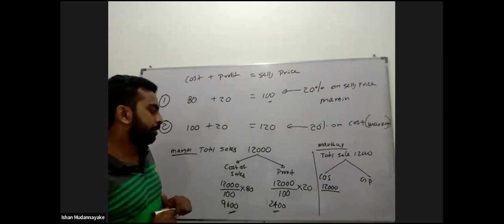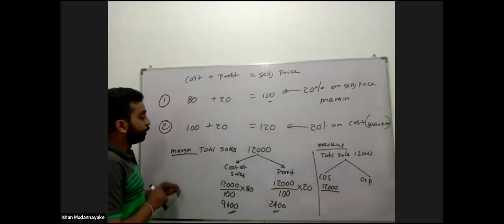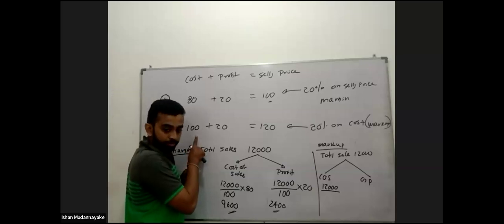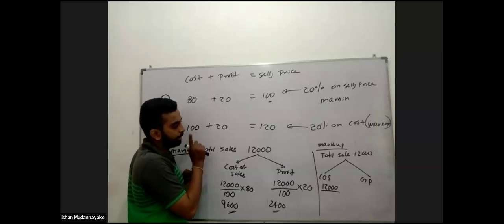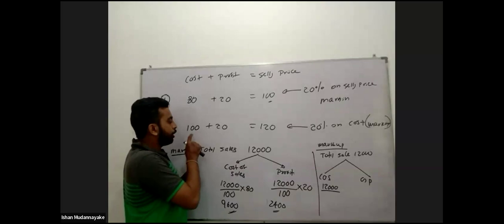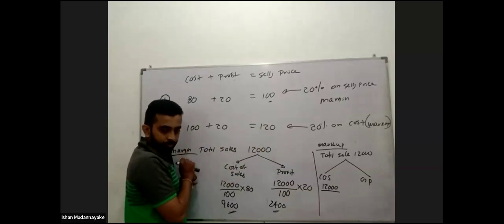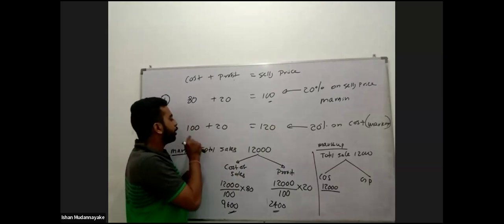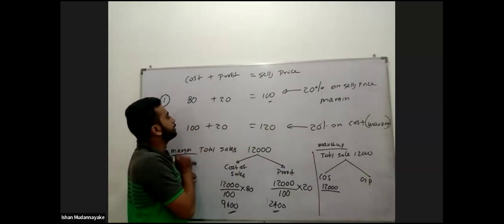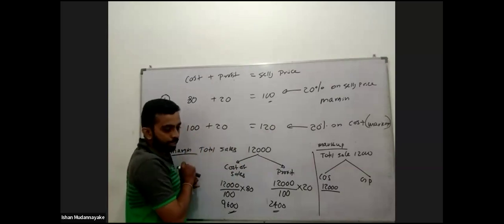Then, what is the equal amount of this 12,000? Now you need to create this. Here, the pricing policy of the business organization is to add 20% on cost. After looking at the question, quickly create this: cost 100, profit 20, selling price 120.